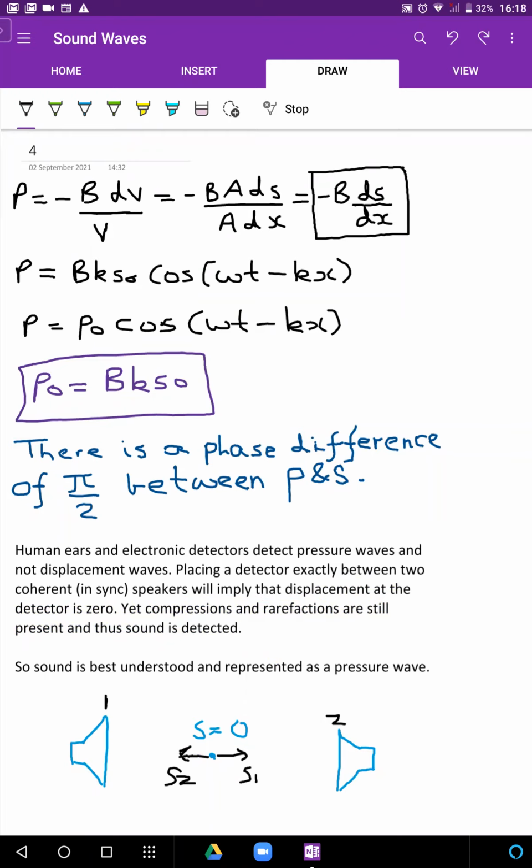So for that reason, sound is best understood and represented as a pressure wave. We'll more or less focus on sound as a pressure wave. When it comes to hearing sound, how sound interferes, and how sound is superposed, you want to treat it as a pressure wave, because what we hear has no correlation with displacement. Displacement is zero, yet sound will be detected there because of compression and rarefaction.